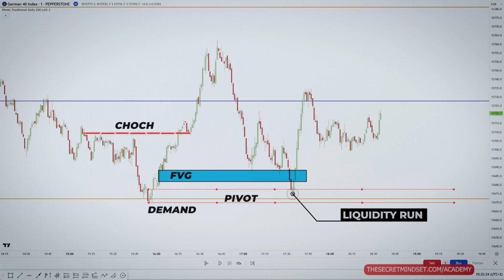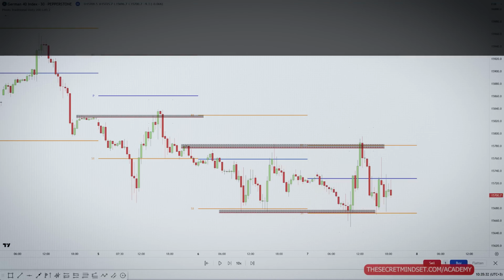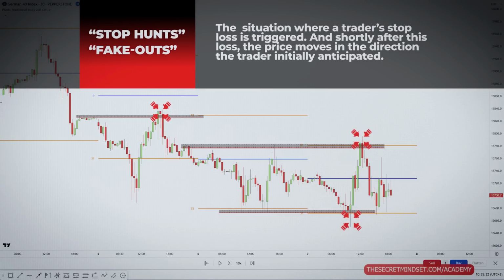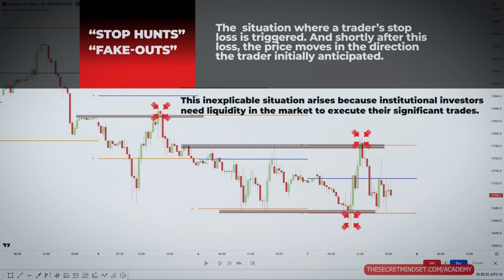Market liquidity is an overlooked topic when it comes to trading. Every time you open a trade, you are adding liquidity into the market, and you're probably familiar with the terms stop hunts or fakeouts. These terms describe a situation where a trader's stop loss is triggered, and shortly after this loss, the price moves in the direction the trader initially anticipated. This inexplicable situation arises because institutional investors need liquidity in the market to execute their significant trades.